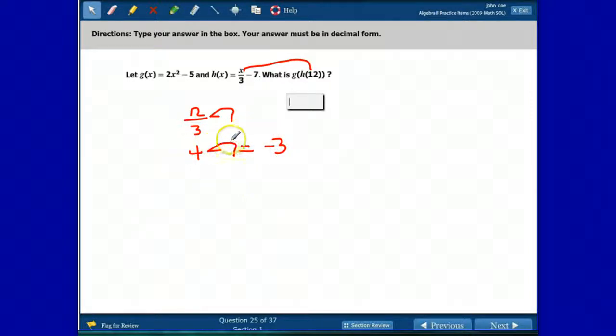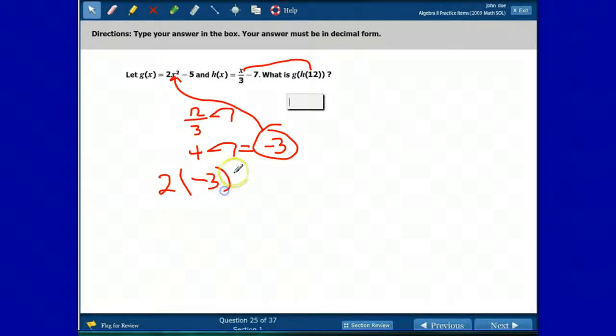Negative 3. 4 minus 7 is equal to negative 3. And then you're going to take this, and then this number gets put in right there. So 2 times negative 3 squared minus 5. So that's 18. You can put this all on your home screen if you wanted to. So your answer is 13. So that's what you would put here, 13.